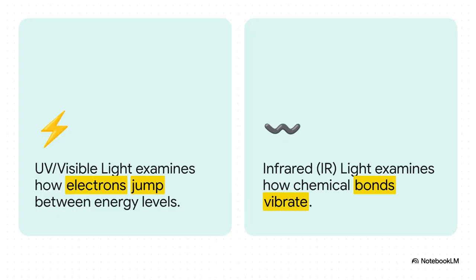Okay, so let's compare these two. UV/visible light, the one we just talked about, has enough energy to make a molecule's electrons literally jump around, and that's what creates color. But infrared light? It's a little less powerful. It's not strong enough to make those electrons jump, but it has the perfect amount of energy to make the bonds between the atoms shake and bend and vibrate. It's kind of like ringing a bell instead of trying to lift it off the table.